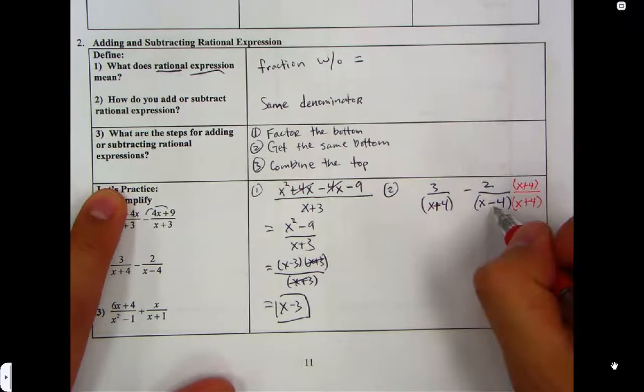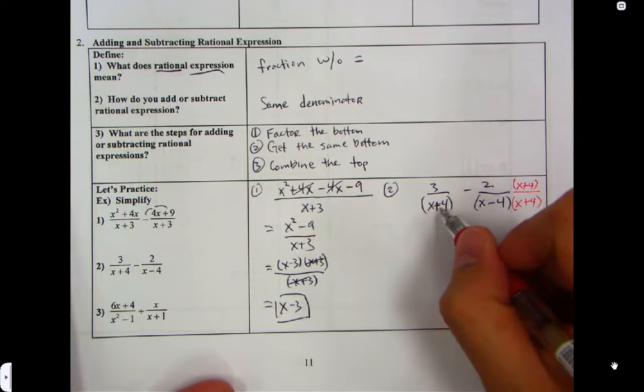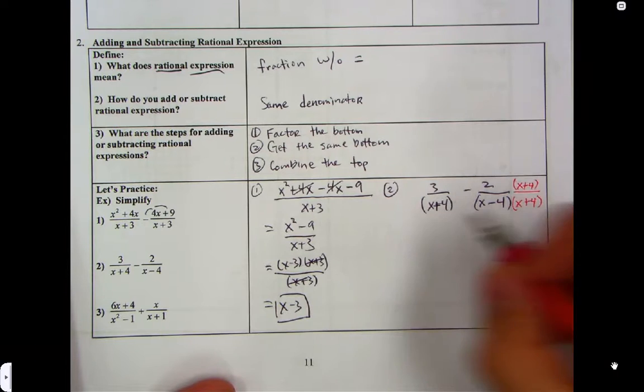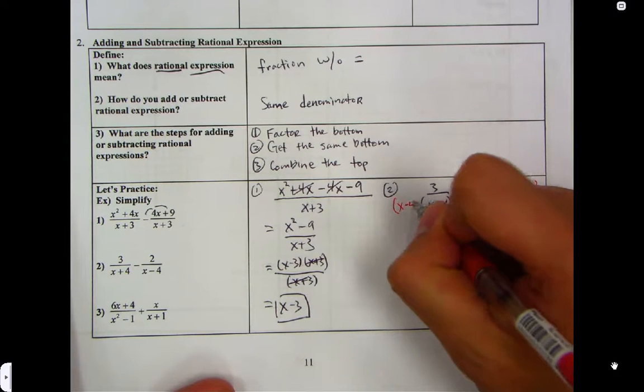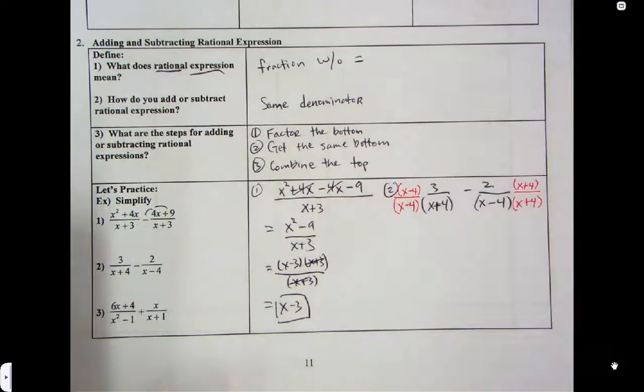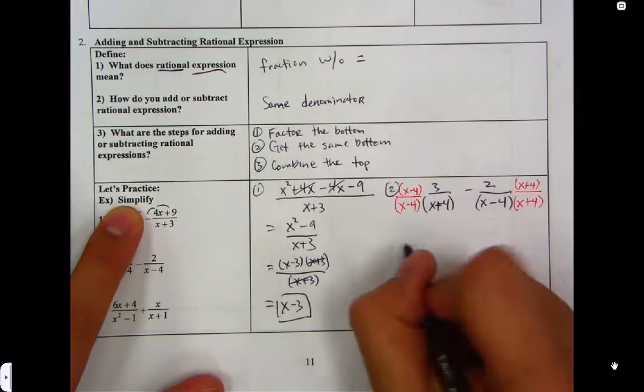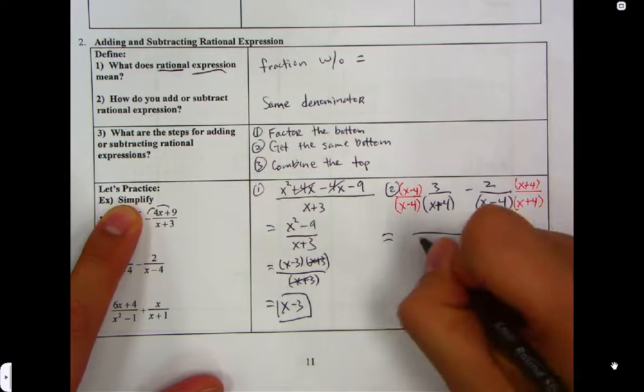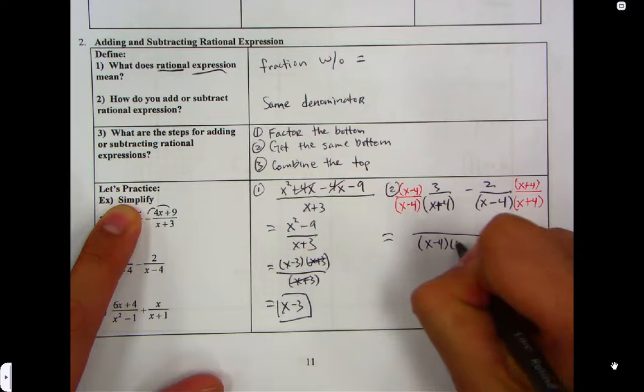Now, at x minus 4, this fraction does not have x minus 4, so I'm going to add it to the bottom here so I can make it the same. Once I get it the same, I just keep one of the bottoms. So it's going to be x minus 4 over x plus 4.